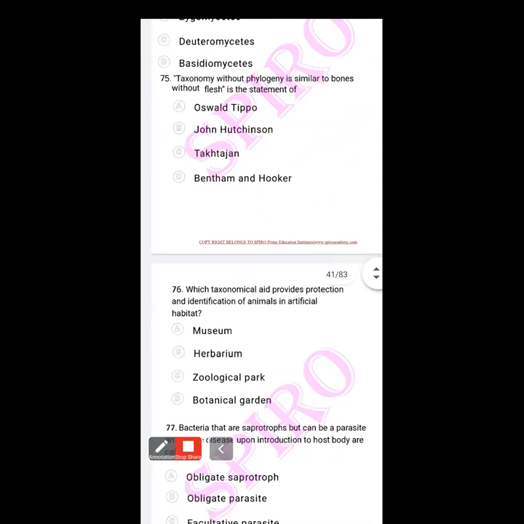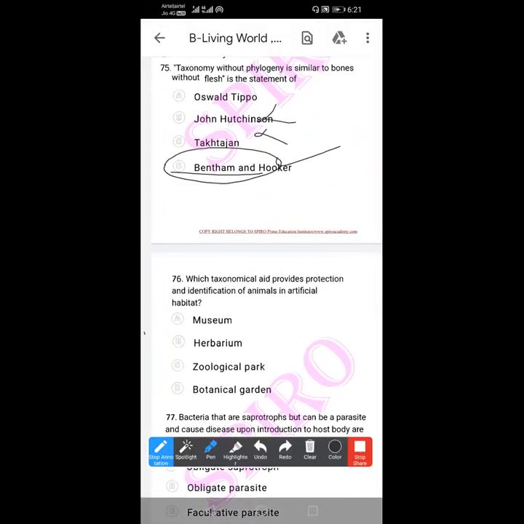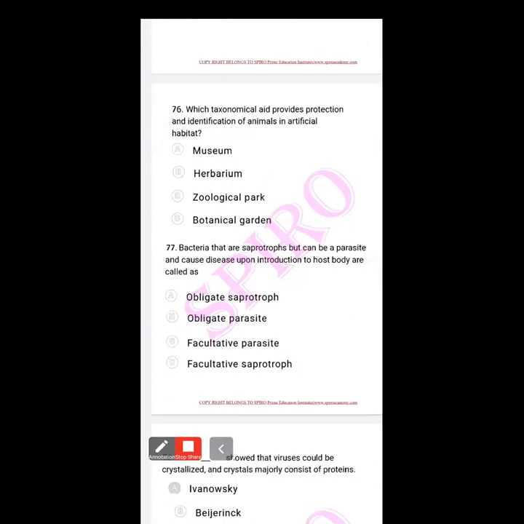Question number 75. Taxonomy without phylogeny is similar to bones without flesh. This statement was given by the phylogenetic system of classification. It was given by Tuckerton. He gave the largest phylogenetic classification. Engler and Prantl gave the phylogenetic system, and Bentham and Hooker the natural system of classification. So the correct option is option C, Tuckerton. And dear students, we will proceed with the next question. Question number 76. Which of the taxonomical aids provides protection and identification of animals in an artificial habitat?